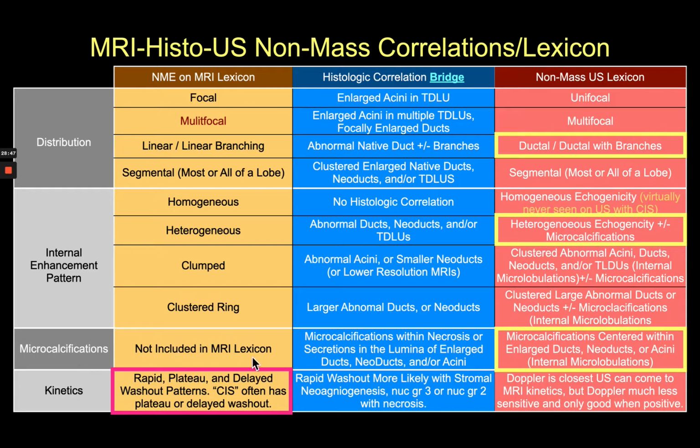When we talk about microcalcifications, again, we can't see those in MR. So if these microcalcifications can specifically be placed inside one of the other non-mass features like microlobulation or enlarged ducts or neoducts, that really helps our positive predictive value. Now, kinetics gives MR an advantage.